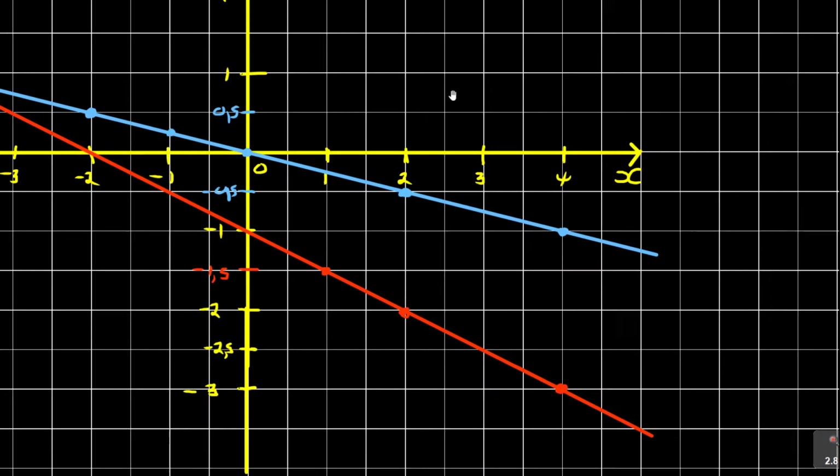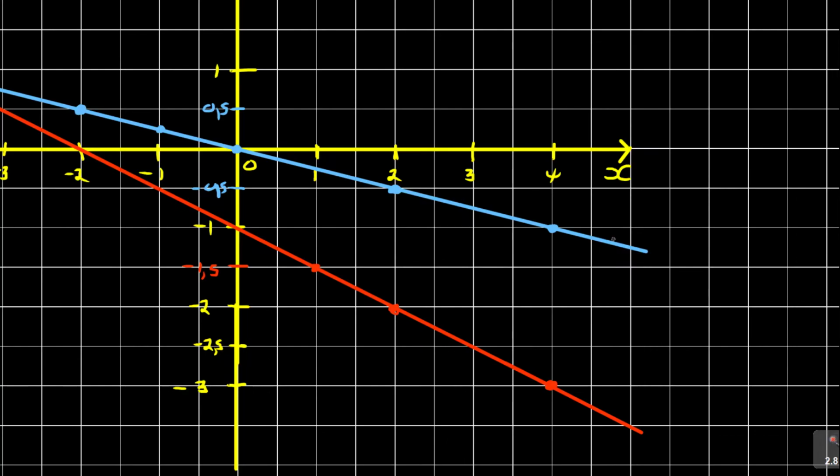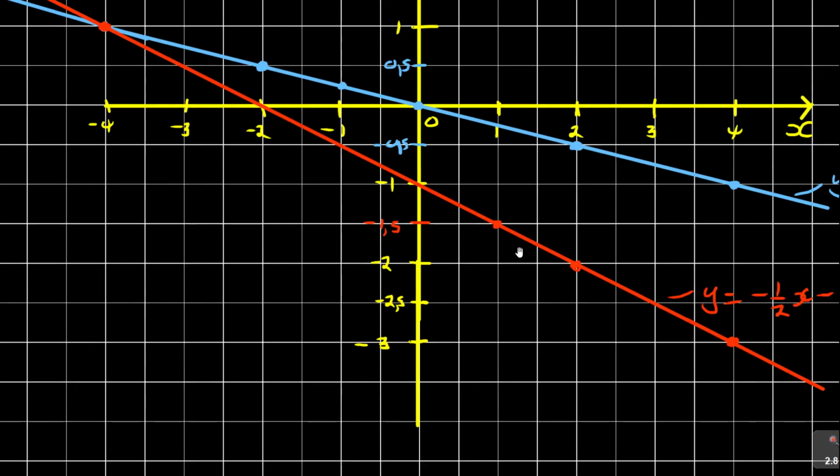So now you need to label these graphs. By the way, this is y is equal to minus 1 over 4x, and this one is y is equal to minus 1 over 2x minus 1. If you don't label them, they're going to penalize you. You need to label them.